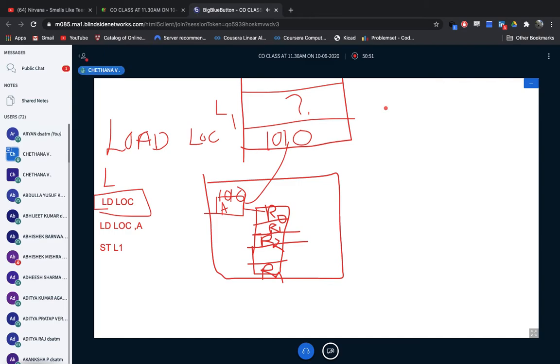It takes the value from the accumulator. Mohammed Saif. Very good. Superb. So what's the answer for L1 now? Yeah, it is 1010. You understood what's the use of that?